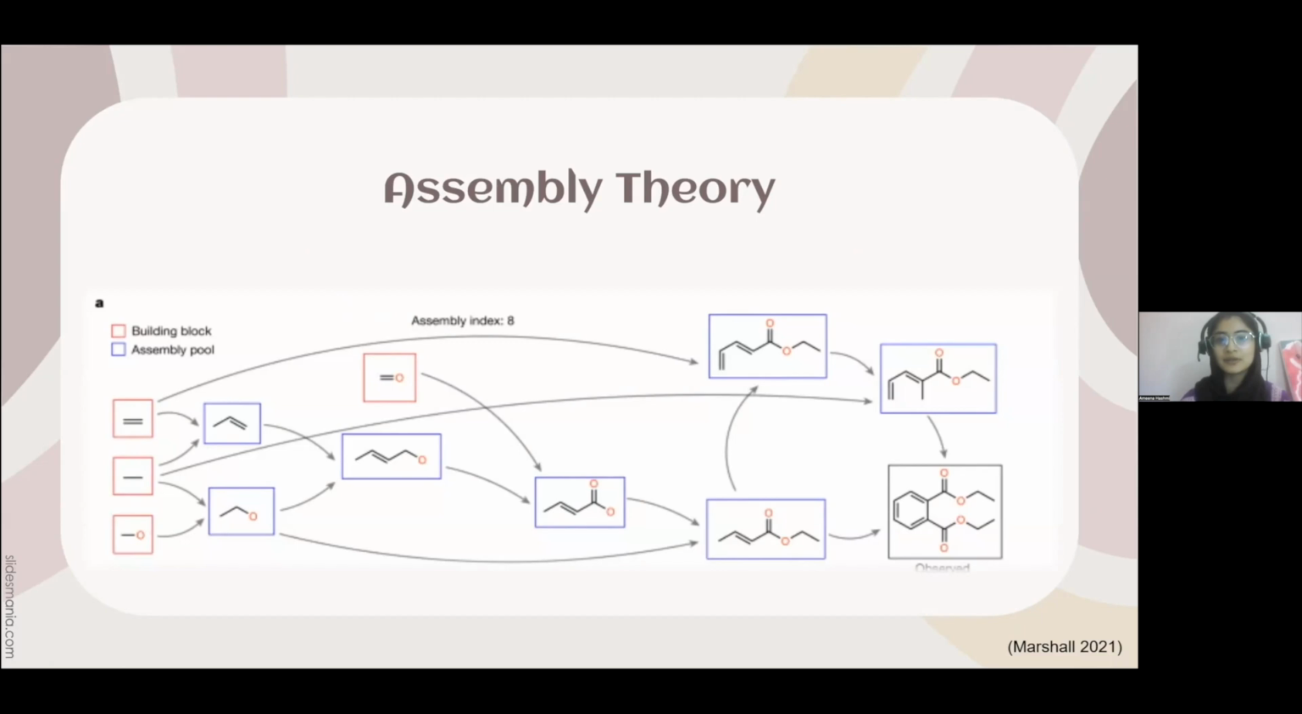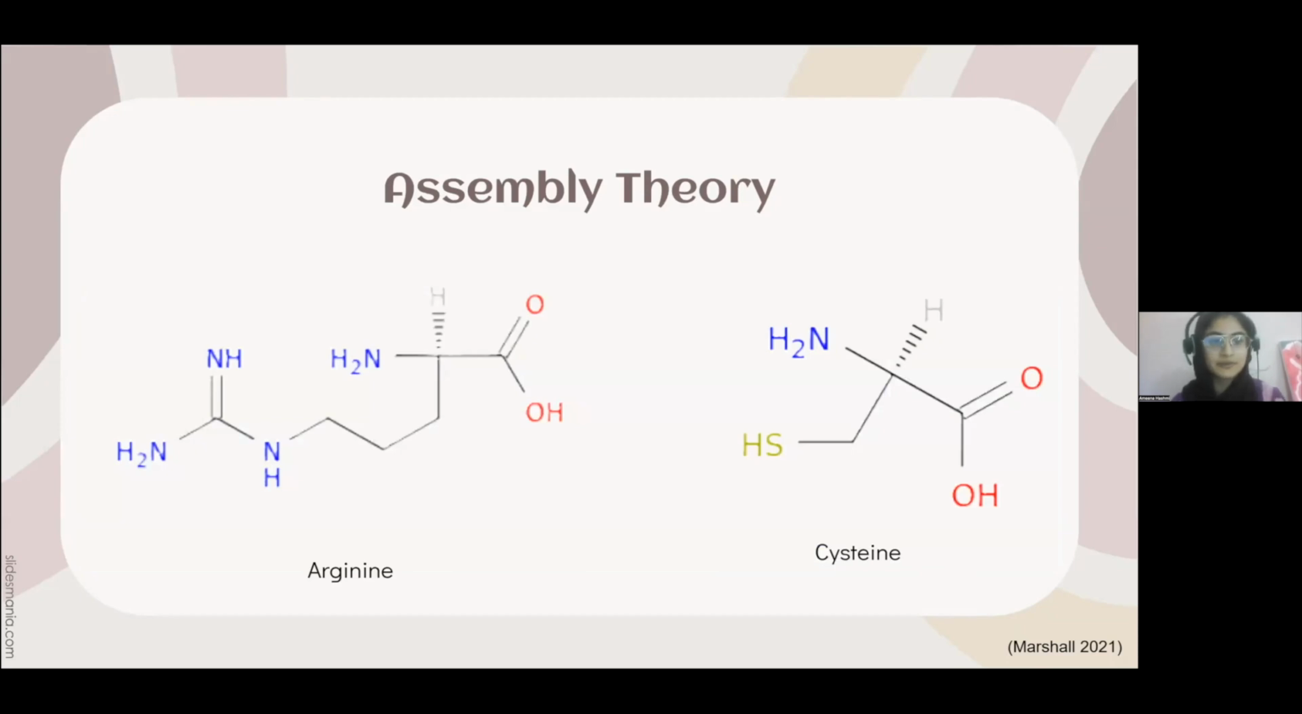And assembly theory is the method of assigning each molecule a minimum number of steps that you would need to achieve it. Now, according to assembly theory, which amino acid would have a higher score? Arginine on the left or cysteine on the right? Now, visually, I think we can all see that arginine would require more steps to assemble compared to cysteine. And arginine is indeed the amino acid that would have a higher assembly theory index.